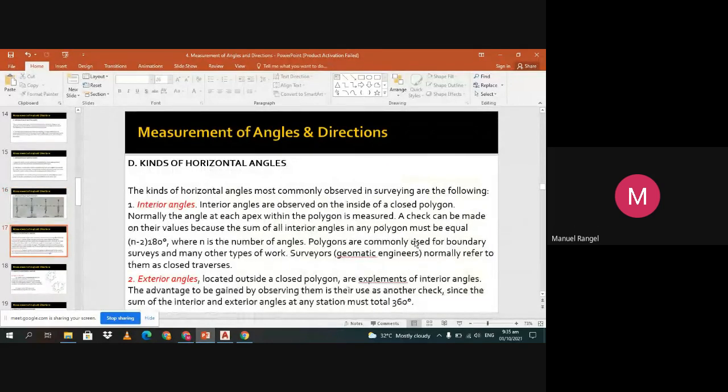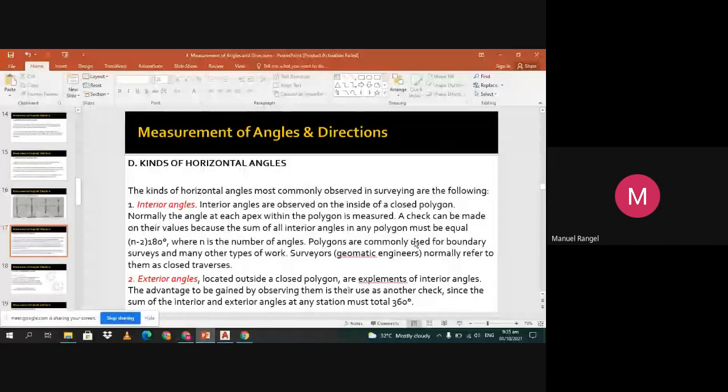Then we have kinds of horizontal angles. Number 1 is the interior angles. Interior angles are observed on the inside of a closed polygon. Normally, the angles at each apex of the polygon are measured.